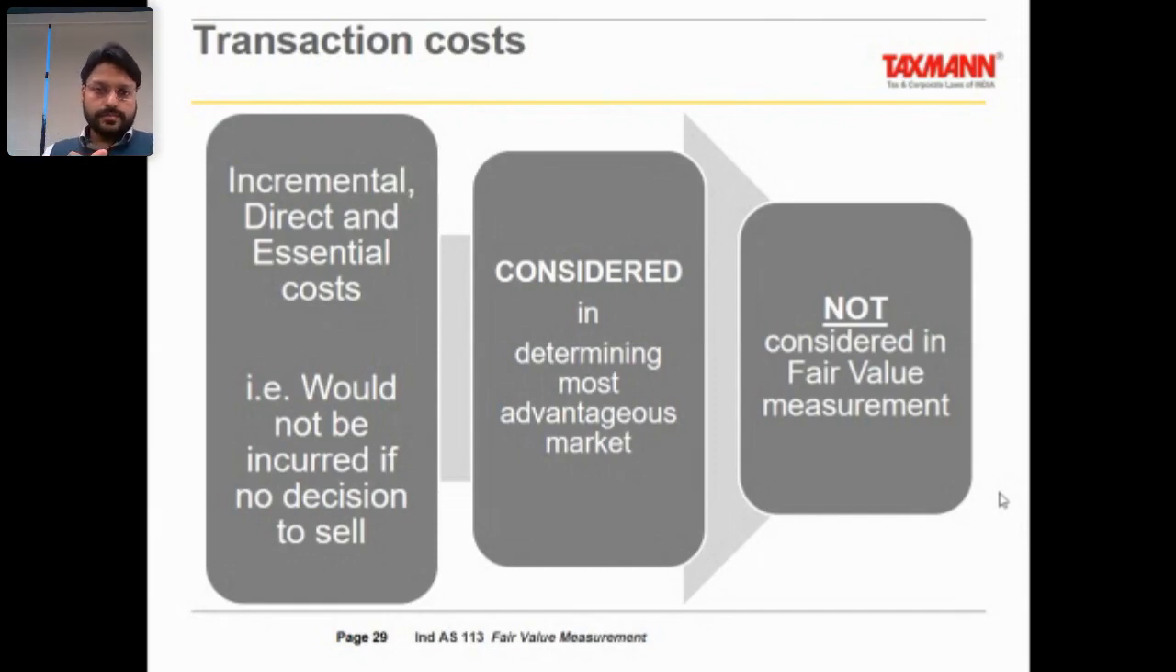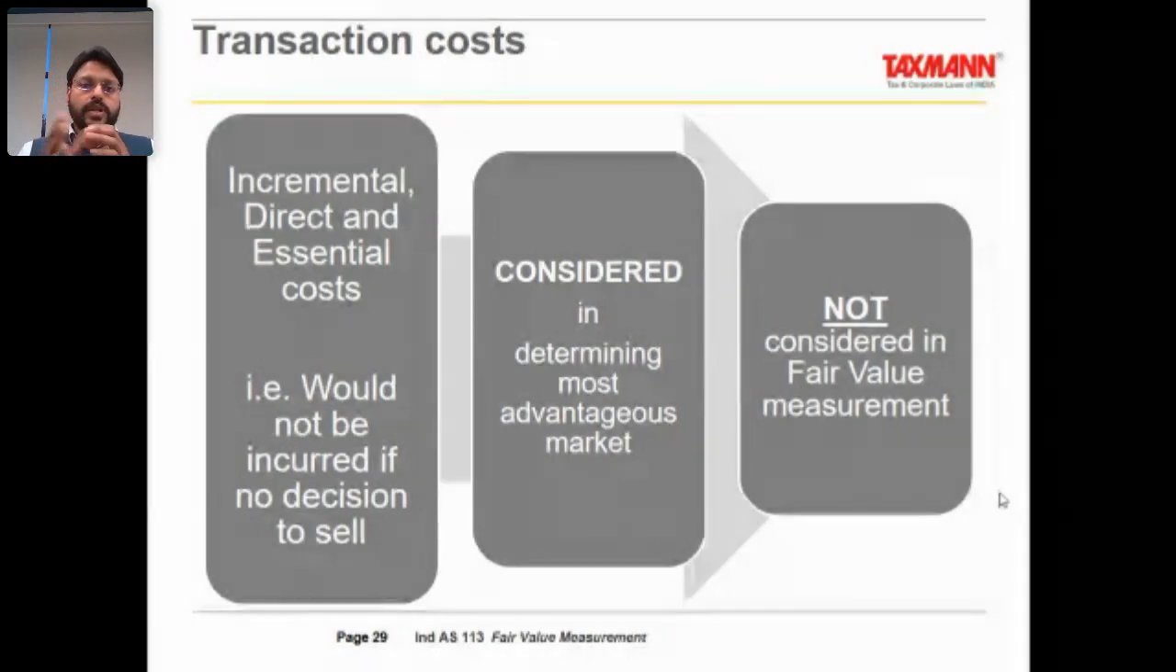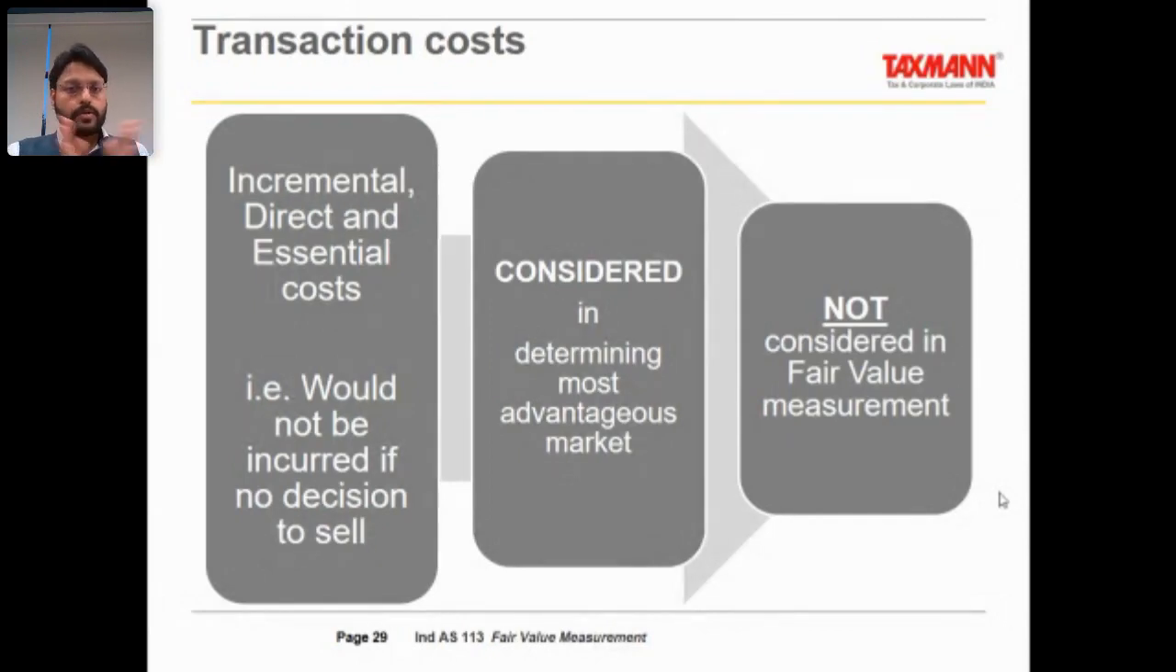Now, transaction costs. So transaction costs are incremental, direct and essential costs, that is, they would not be incurred if there was no decision to sell. So transaction costs are those costs which will be incurred if and only if there is a decision to sell, otherwise they are not incurred. So these are linked to the transaction. If the transaction is happening, transaction cost is being incurred. If the transaction is not happening, transaction cost will not be incurred. For example, stamp duty. If I am selling the shares, I will be paying the stamp duty. If I am not selling the shares, I will not be paying the stamp duty.